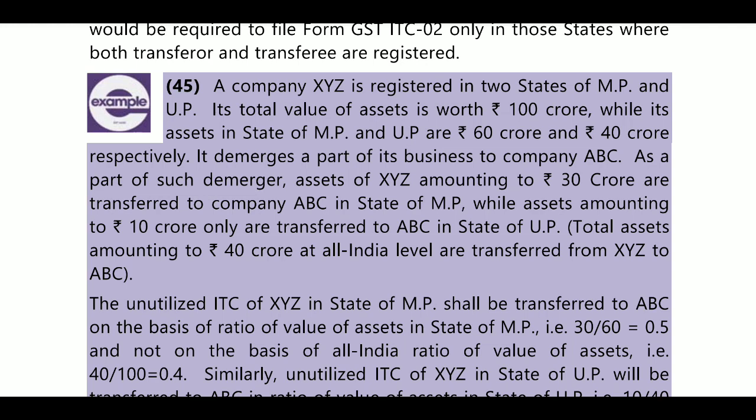As part of such demerger, assets of XYZ amounting to 30 crores are transferred to company ABC in the state of Madhya Pradesh, while assets amounting to 10 crores are transferred to ABC in the state of UP. So total assets amounting to 40 crores at the all India level are transferred from XYZ to ABC Limited.